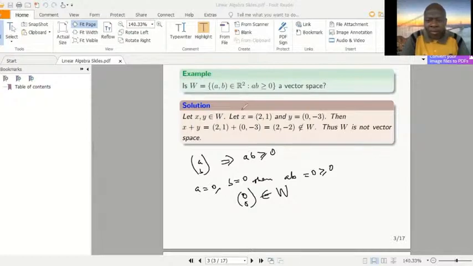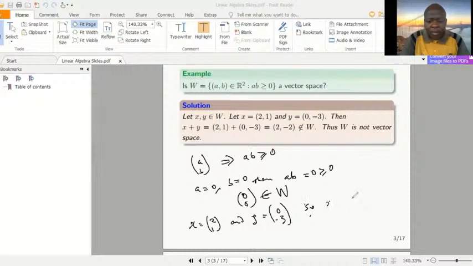I want to see if they'll all be satisfied. Now let me choose another vector. If I was to choose x as (2, 1) and y as (0, -3), and I want to check the additive closure, if the closure property for addition of vectors would be satisfied, I just need to add these two vectors.